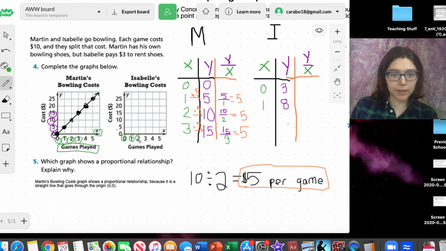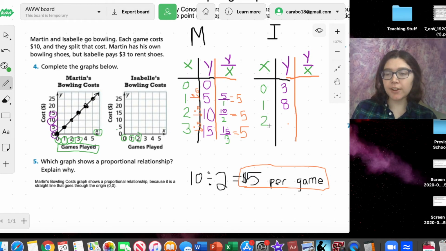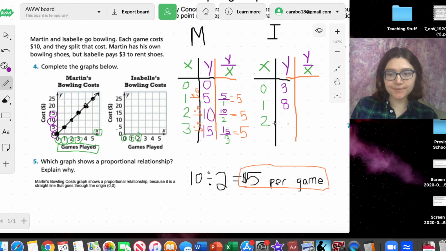2 games played. So it's $5 per game. So if I play 2 games, it's going to be 5 plus 5. 5 plus 5 is 10. So I'm paying $10 for bowling. And then I have to pay $3 for my shoes. You only pay for shoes once, no matter how many games you play. So that's going to be $13.